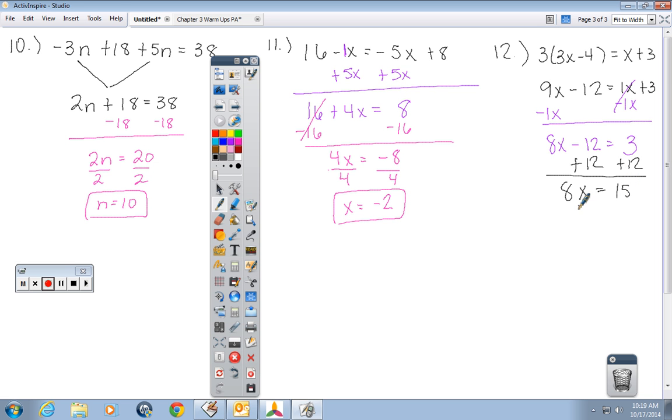So you could leave it like this, or you could write it as a decimal, which would be 1 point something. No, it does have a solution. There is a number. It's just going to take, but it doesn't have to be a whole number to still be a solution.